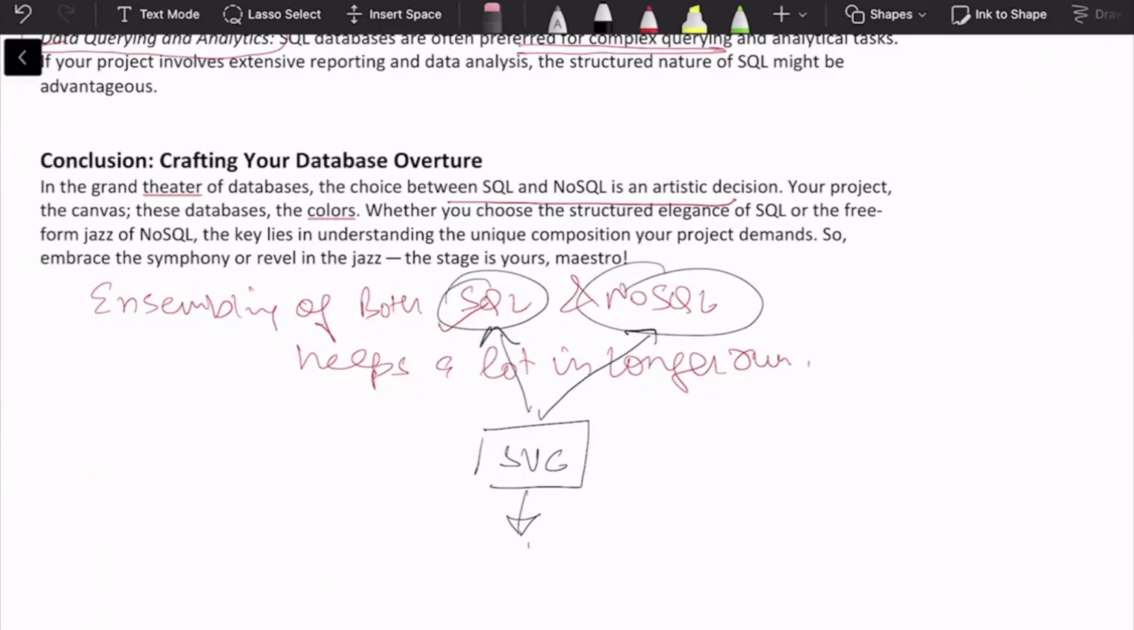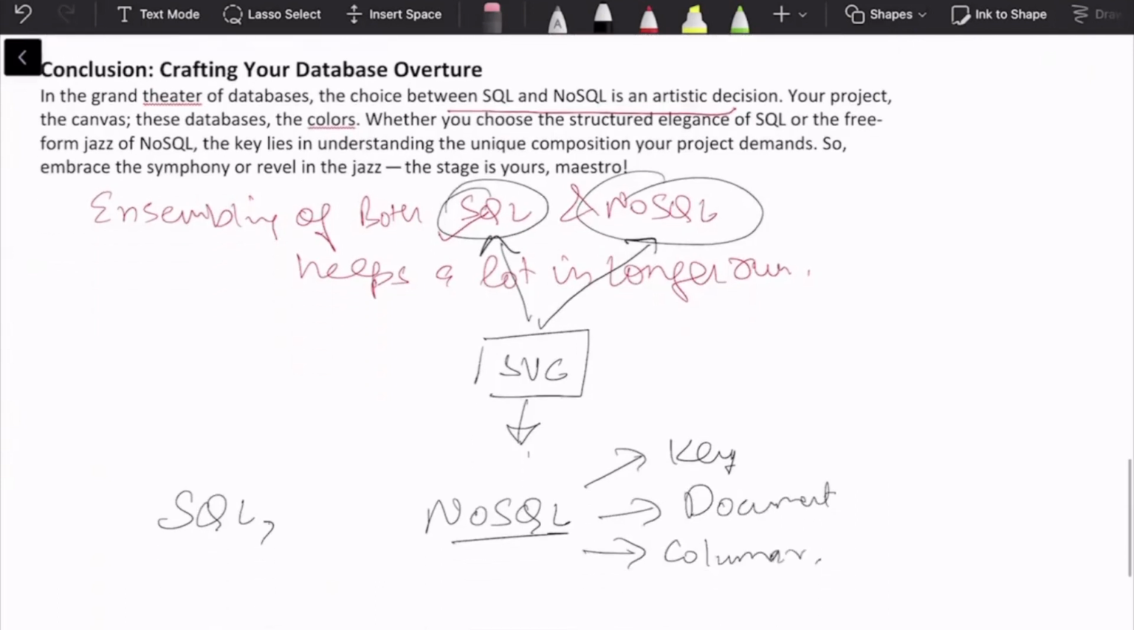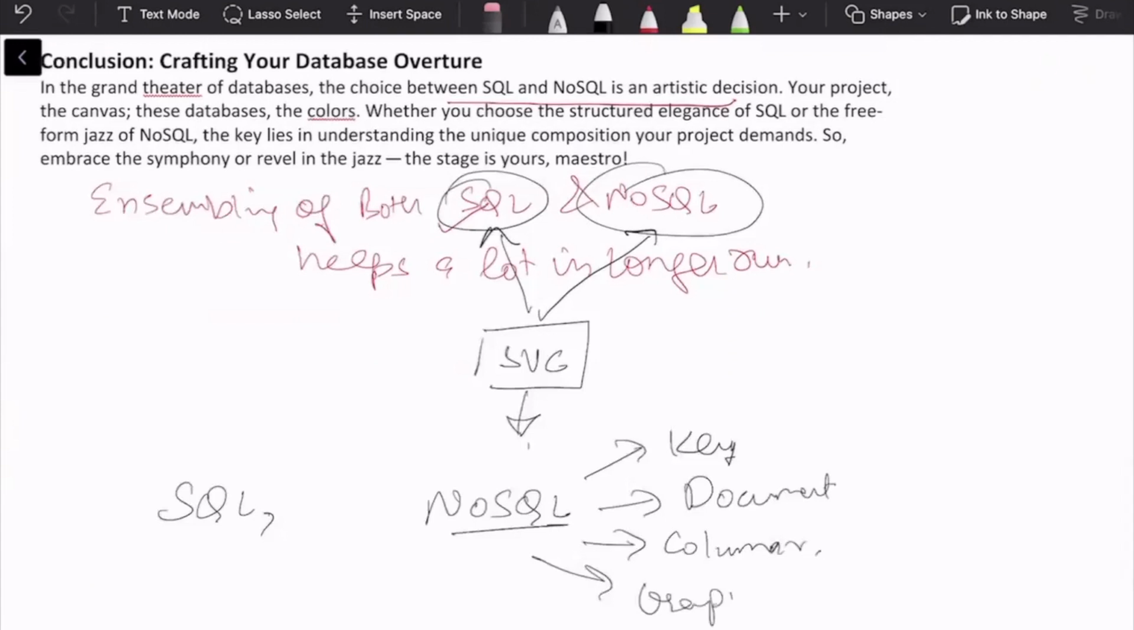In the next lectures, we'll start learning about what a SQL database is, what its properties are, and what the architecture of this database is. And in the further lectures, we'll also understand the NoSQL databases, the different types that we discussed, like the key value database, the document type of database, the columnar database, and the graph database, and the choice for these databases.